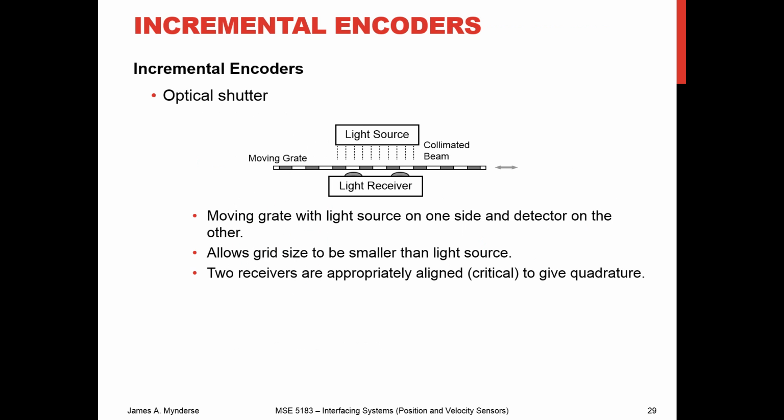We can do it with something like an optical shutter where we've got a light source and a receiver, and we can either have two channels in the grate that I showed you previously, or we can do two sensors. So we've got our two receivers here, and those are 90 degrees out of phase with respect to a single grate. Either way works. If we make our grid size smaller than the light source, then having the two there is pretty good. But we have to make sure that they're perfectly aligned relative to the grating. So we can't just grab any old grating. We have to grab one that's designed for the particular spacing of the receivers that I've got.